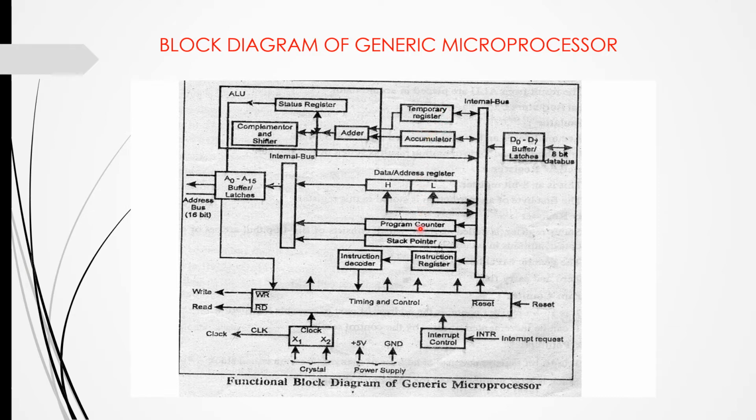Now we will see function of program counter. Program counter is 16-bit register containing the address of next executable instruction. It can be incremented or reset by the control section. Now we will see stack pointer. It is 16-bit register consisting of address of memory location called stack. Stack is read-write memory used for temporary storage.